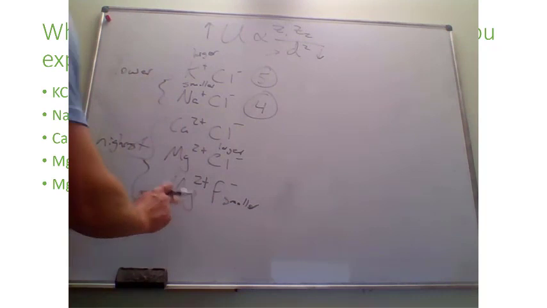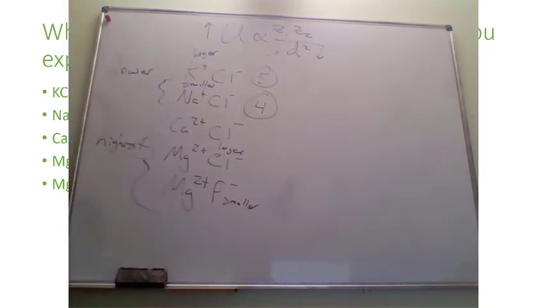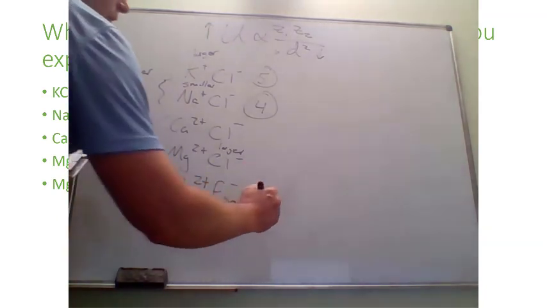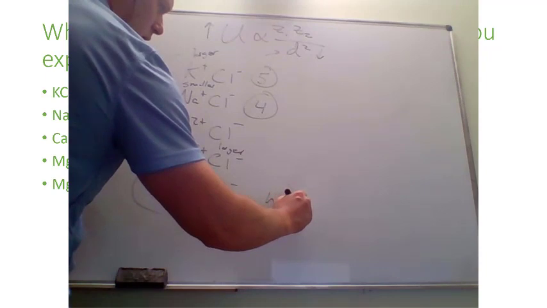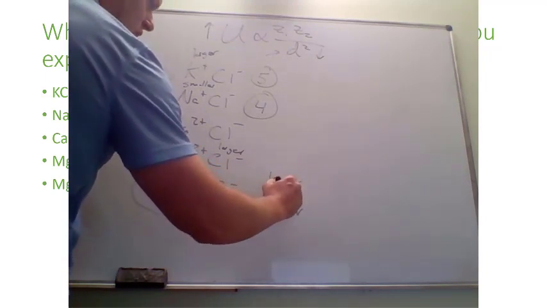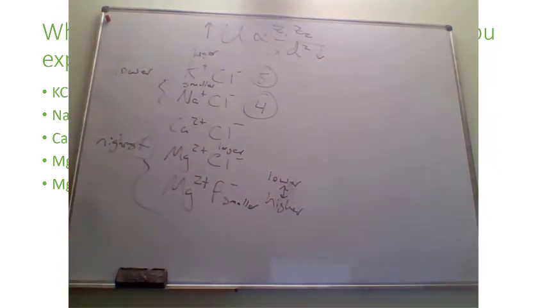Okay, so if we're comparing magnesium fluoride to magnesium chloride, we know the smaller is going to have a higher energy, so we know that magnesium fluoride is going to be higher and magnesium chloride will be lower. So the comparison between those, we know where they're going to sit.